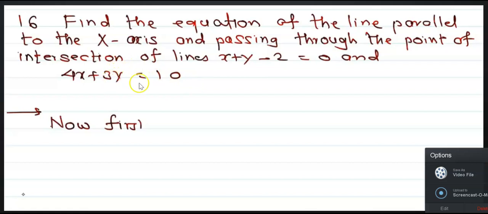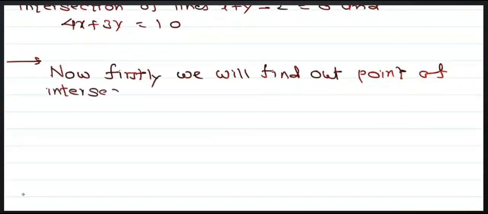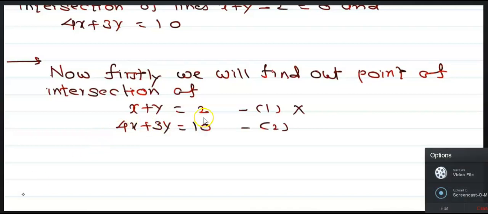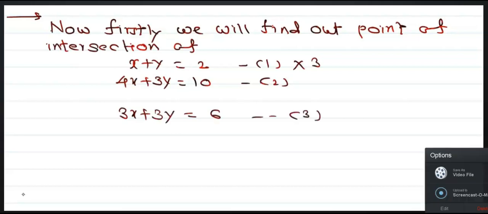For that, we will first find the point of intersection of these two lines. x + y = 2, this is equation number 1. 4x + 3y = 10, this is equation number 2. Now to solve these, multiply equation number 1 by 3. Therefore, you will get 3x + 3y = 6. This is equation number 3.